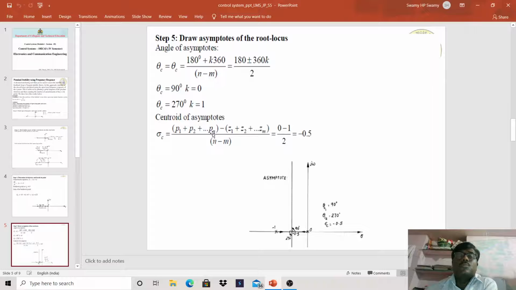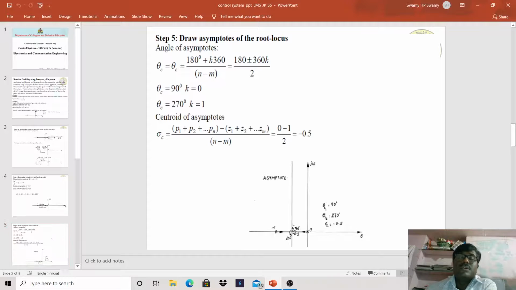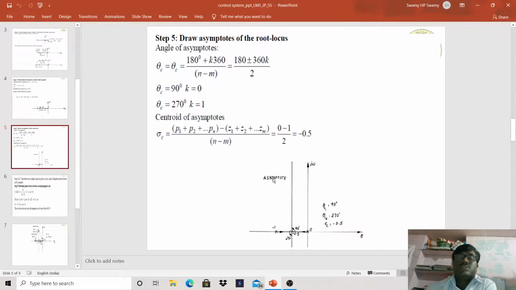The centroid of asymptotes is the sum of P1 plus P2 up to Pn minus the sum of Z1 plus Z2 up to Zm, divided by n minus m. These are the real parts of the poles, and these are the real parts of the zeros. So 0 minus 1 divided by 2 is equal to minus 0.5. Again, it will be the same at the centroid point. This is one asymptote at theta is equal to 90 degree, and this other one is theta is equal to 270 degree.